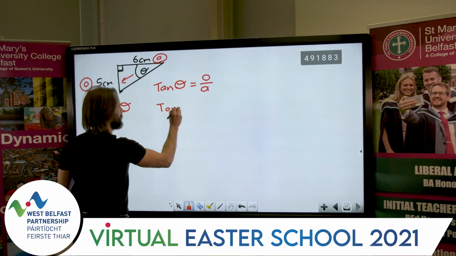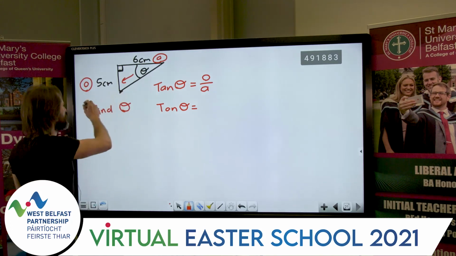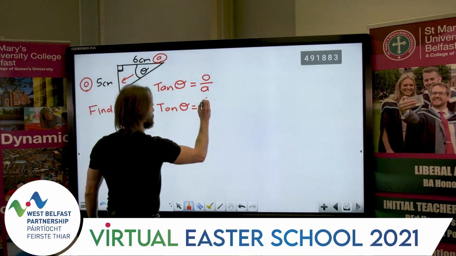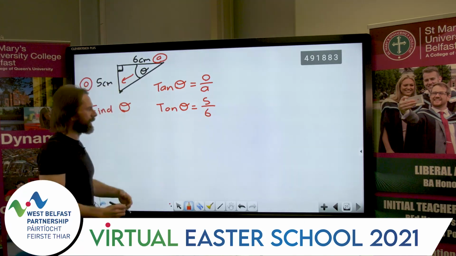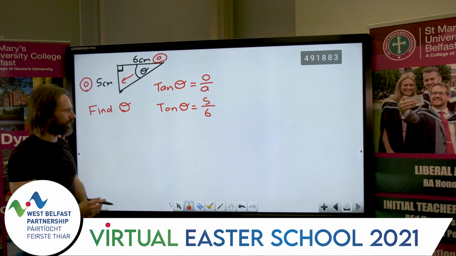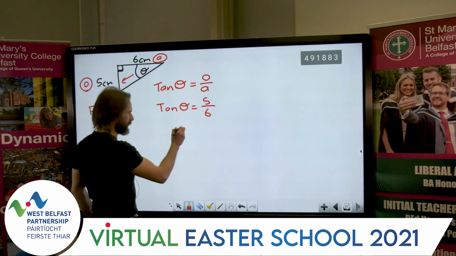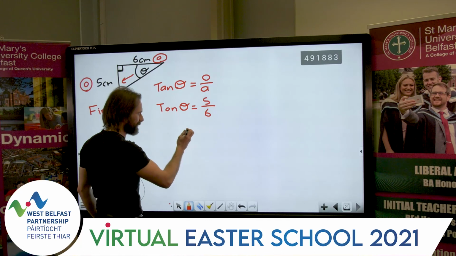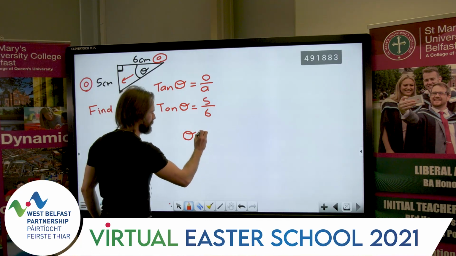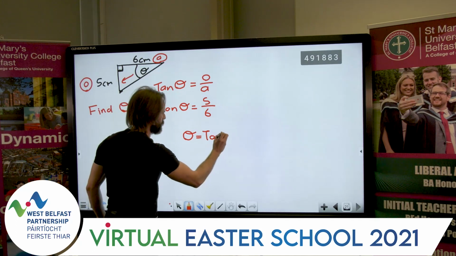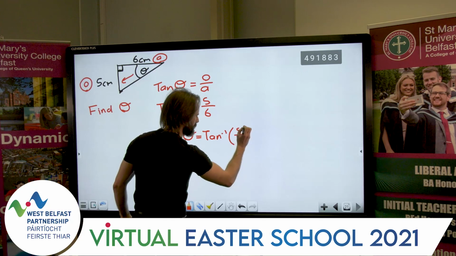So tan beta remains as tan beta, because beta is what we're trying to find, and is equal to the opposite side, which is 5, over the adjacent, which is 6. And now, again, this is where our angle questions are a wee bit different. We don't want tan beta, we just want beta. So we're going to move that tan across to the right hand side. So it's going to become an inverse tan. So it becomes tan to the minus 1 of the fraction on the right, which was 5 over 6.